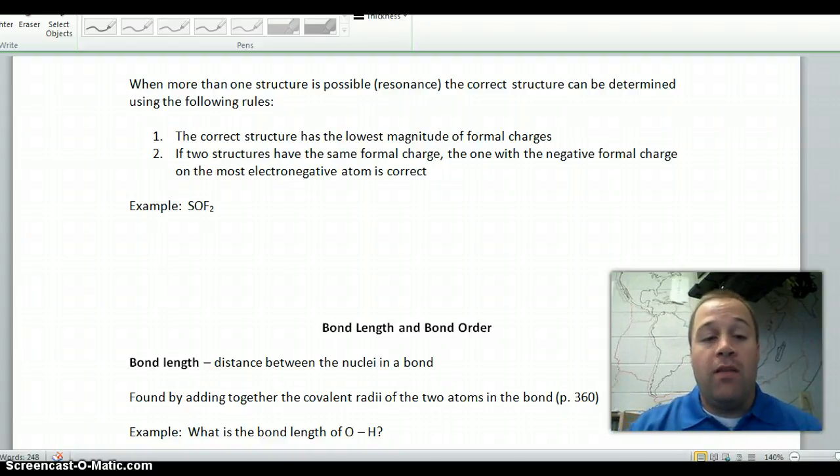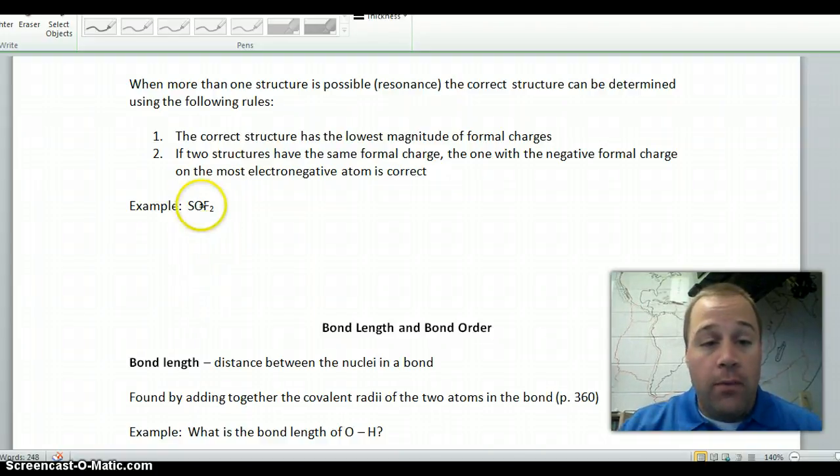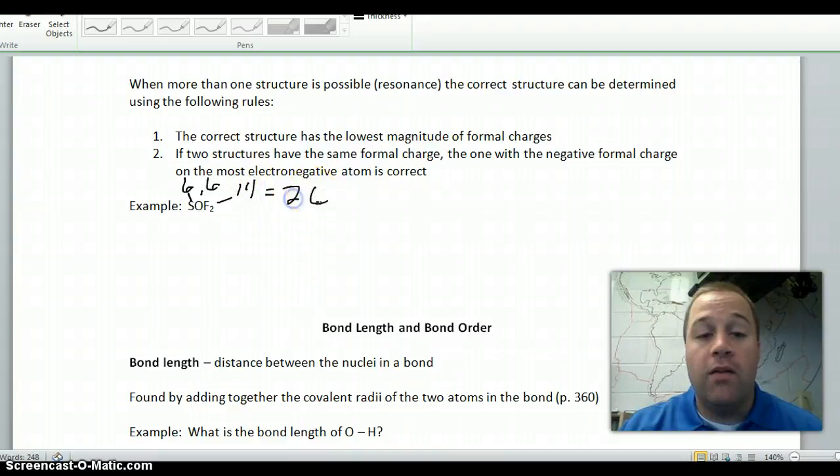So when we're looking at something like SOF2 here, F is the most electronegative atom, so if we're going to come up with a structure for this, we want any negative formal charge to be on F. So SOF2, just following our rules, adding up the valence electrons first. This is 6, this is 6, and this is 2 times 7, which is 14. So we're going to have a total of 26 electrons to play with for SOF2.